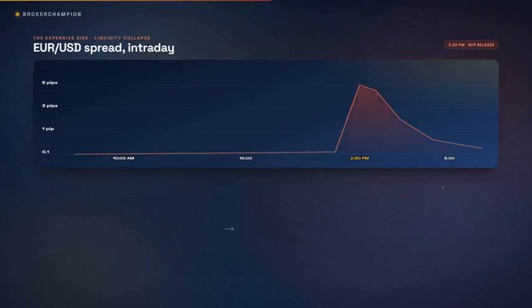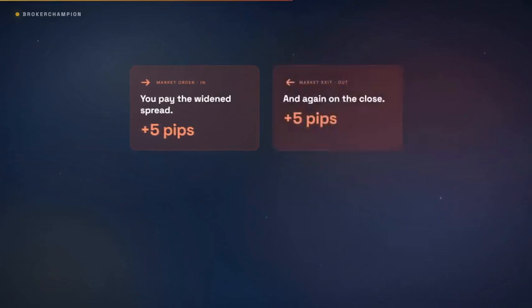A Euro USD spread that's 0.1 pips at 10 in the morning can blow out to 4 or 5 pips during the 2:30 p.m. non-farm payrolls print. That's a 50-fold widening in seconds. If you place a market order at the exact moment of release, you pay that widened spread going in, and you pay it again going out.